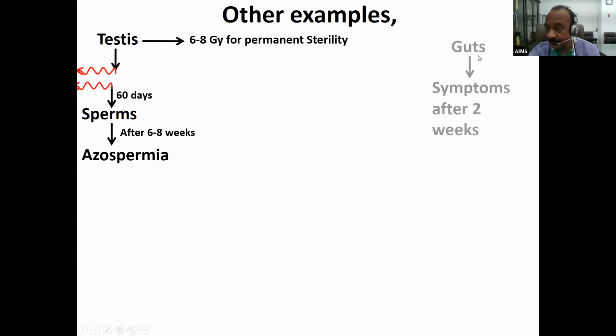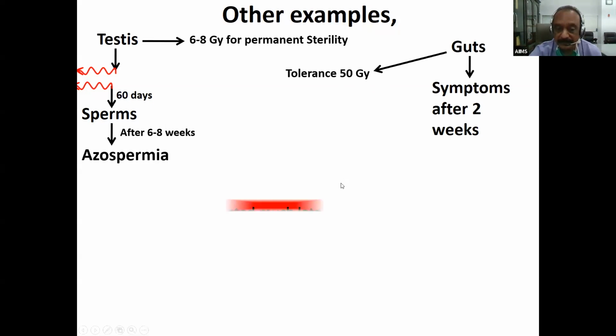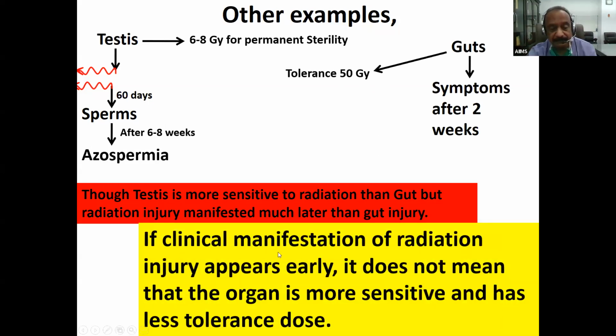But if you compare with gut, symptoms start much, much earlier, but tolerance is very, very high as compared to testis, 50 gray or 45 gray in 2 gray per fraction. So the message should be very loud and clear to all of you that if clinical manifestation of radiation injury appears early, it does not mean that the organ is more sensitive and has less tolerance dose. No, it is just a question of its turnover or proliferative status. I hope I am clear now.